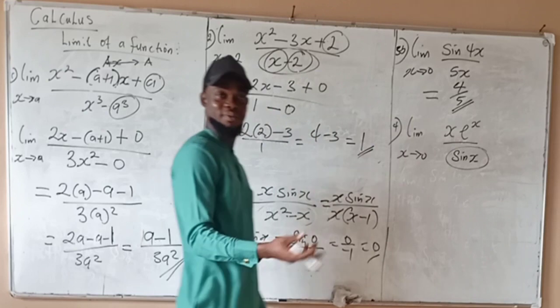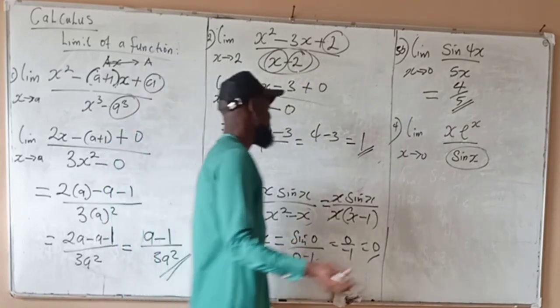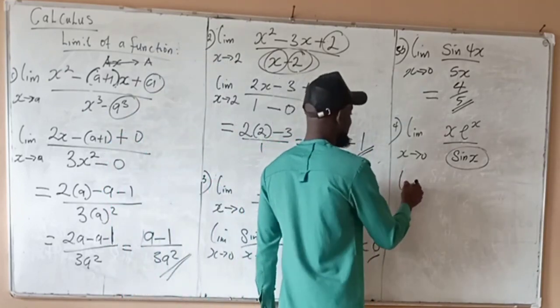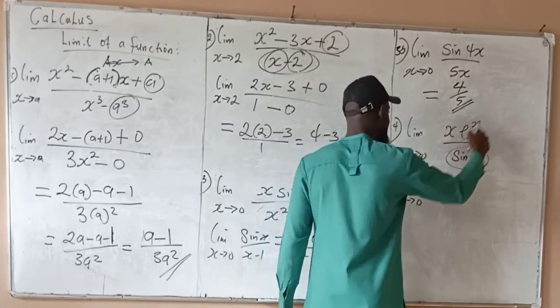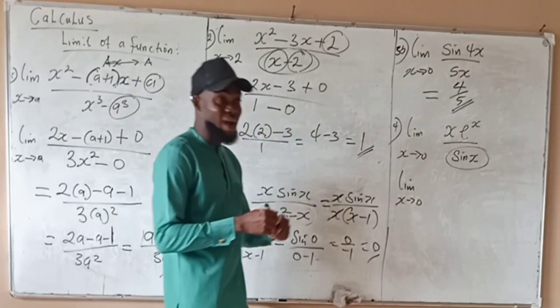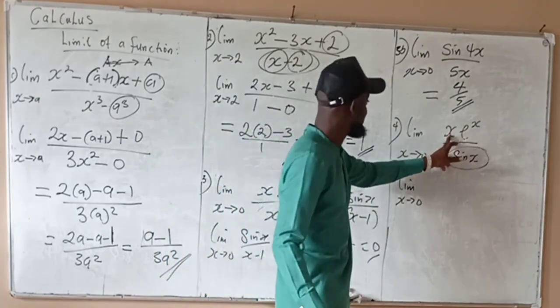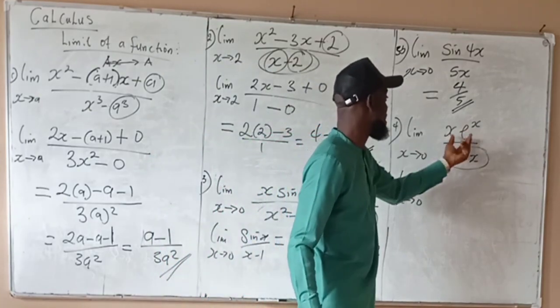No. We cannot factorize anything. So the next thing, let's differentiate both sides. Limit x tends to 0. Differentiate x sin x exponential x. Now, we have two functions here, x and exponential x, multiplying each other.